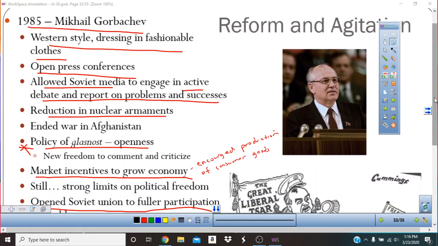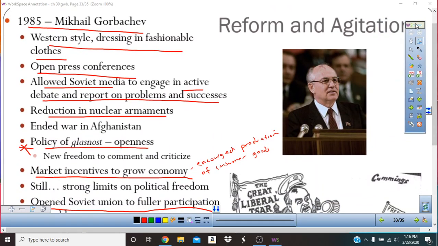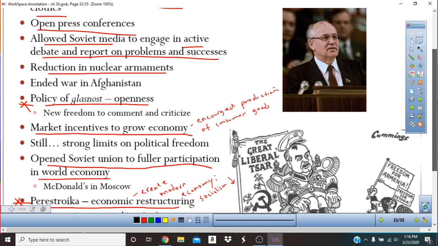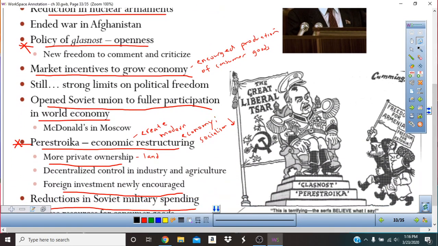Last guy here that you really need to know is Gorbachev. I always recognize him because he has that little birthmark on his head. And as you can see here, he does a lot of things. He's going to reduce the amount of nuclear weapons that the Soviets are going to have. But there's two policies that I really want you to understand and to know: glasnost and perestroika.